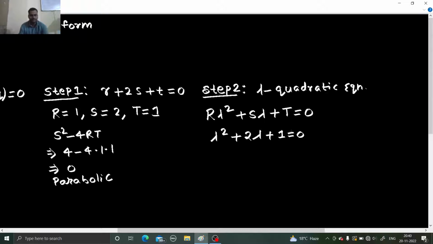Find the roots. The roots will come real and distinct in case it is hyperbolic. The roots will come equal if it's parabolic. The roots will be conjugate complex if it is elliptic. So let's check that. This is nothing but lambda plus 1 whole square. As I told you, this will come real and equal, so the two roots which you are getting are -1 and -1.